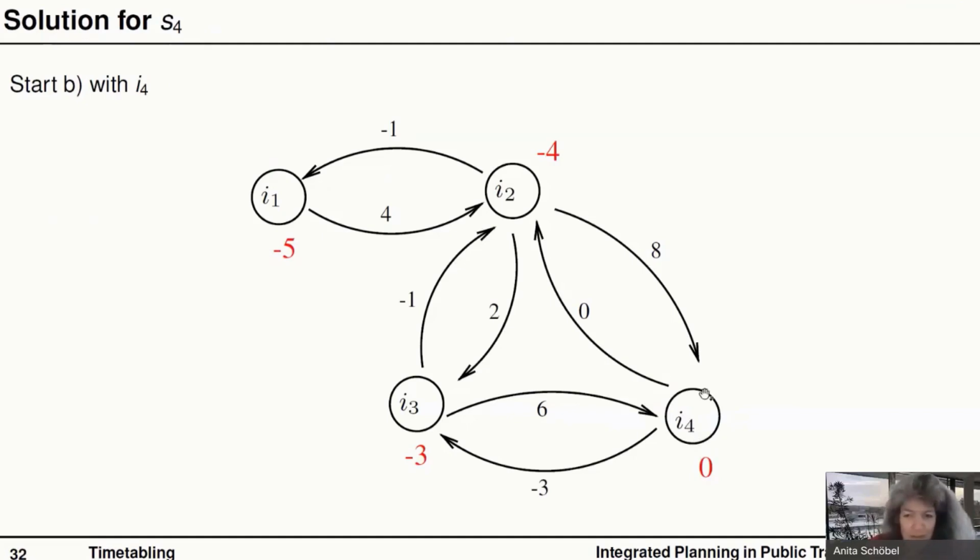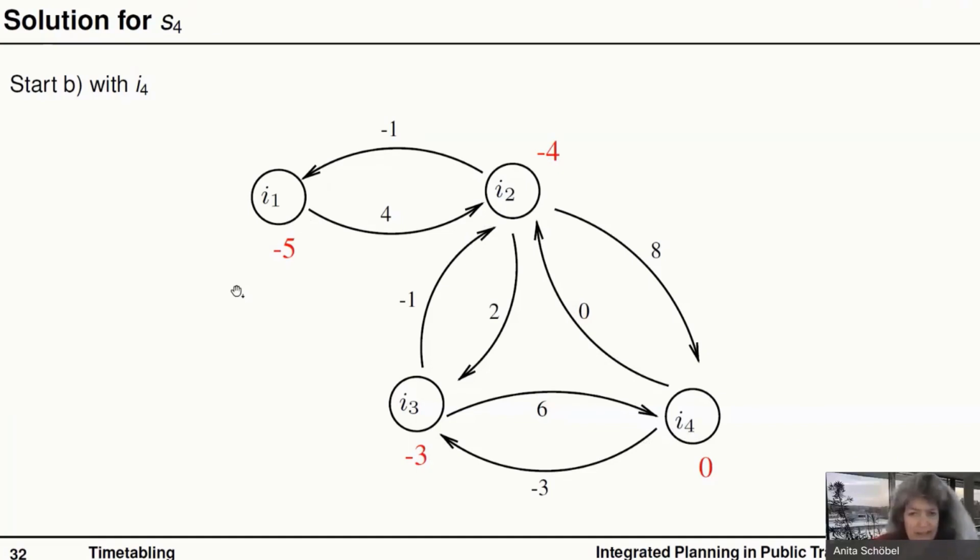For example, the shortest path from I4 to I2, that is not 0 here, but it is better to go via node 3, -3, and then to I2, so you get a -4 here. And also the shortest path to I3 is a -3, and the shortest path to A1 is a -5.